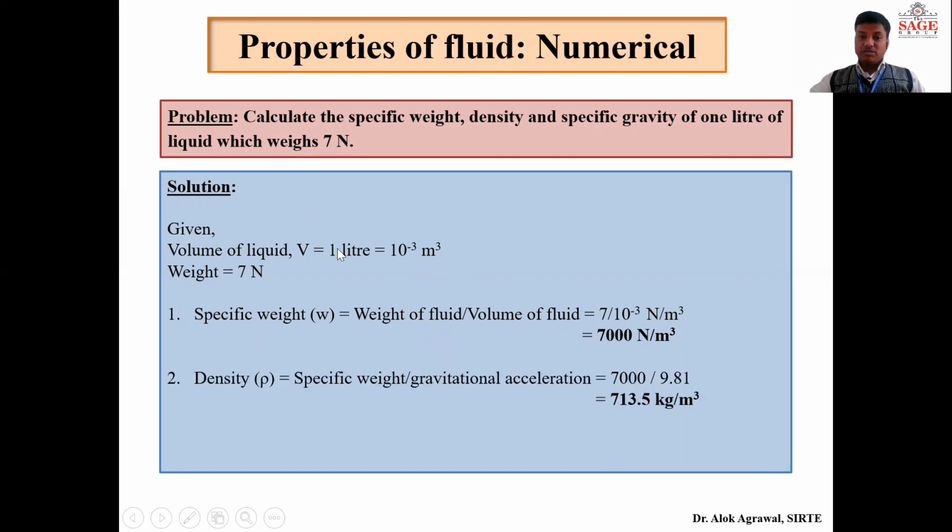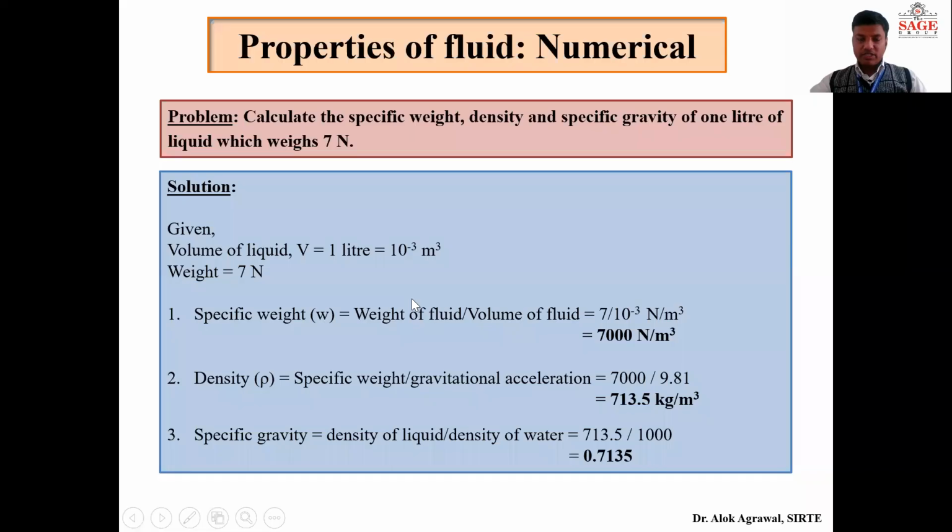Second, it is asked density. There is a relation between weight density and mass density, that is weight density is equal to m into g, that we have seen in our last lecture. So W is equal to rho into g. So rho can be written as W by g, that is specific weight by gravitational acceleration. We have just calculated the specific weight of the liquid as 7,000 Newton per meter cube. We know that gravitational acceleration is 9.81. So when we substitute this in the formula of mass density, we get the density of the liquid as 713.5 kg per meter cube.